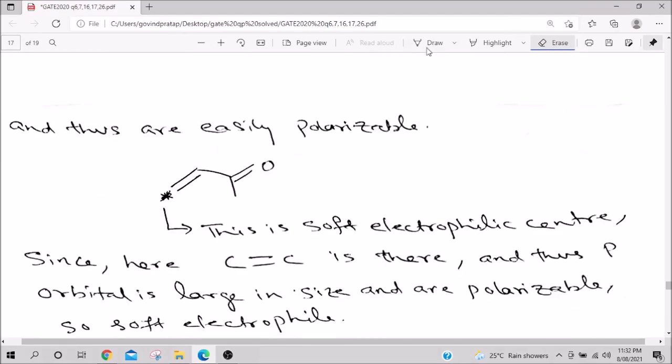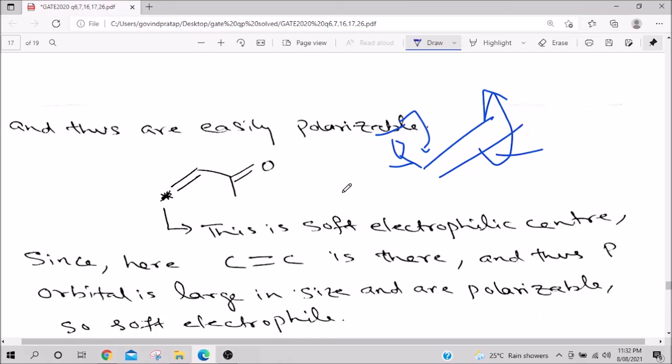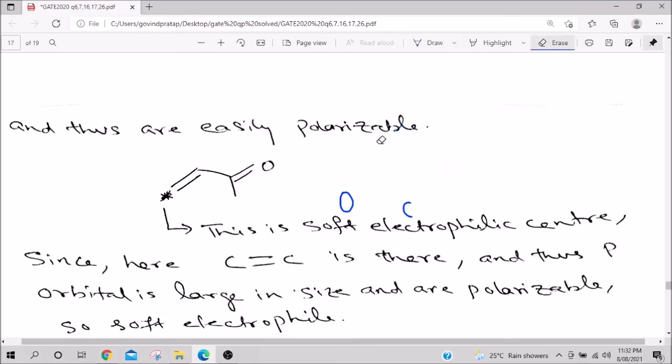Now, this is interesting. Where will that carbon attack? You have O minus and you have this double bond. So, this will come here and this carbon attacks. Now, we are comparing oxygen and carbon. Oxygen is much more electronegative than carbon. So, oxygen holds its electrons close to itself, and it is tough to polarize this p orbital.